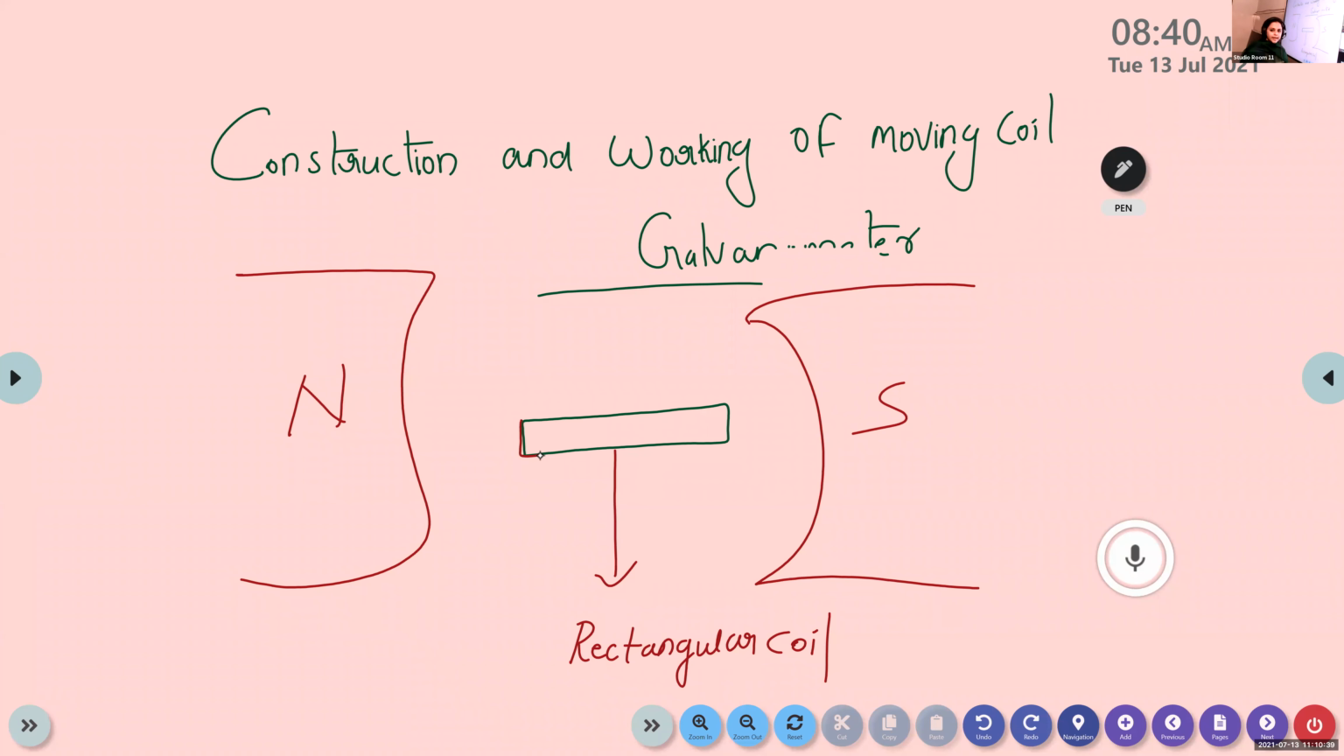Now the poles of the magnet produce a radial magnetic field with that of the rectangular coil.